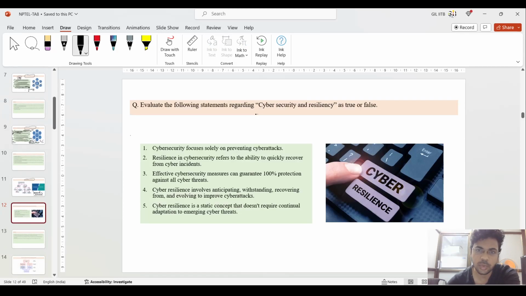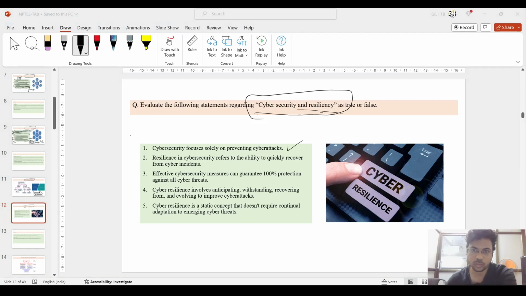Okay, so these are the kinds of attacks mainly coming to the DUS. Coming to this next part, that is cyber security and resiliency. There are certain statements I have put forward. You have to tell me which statements are correctly related to cyber security and cyber resiliency. After that I will explain further.